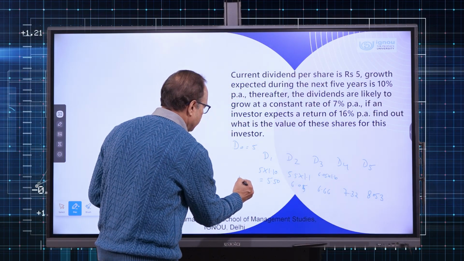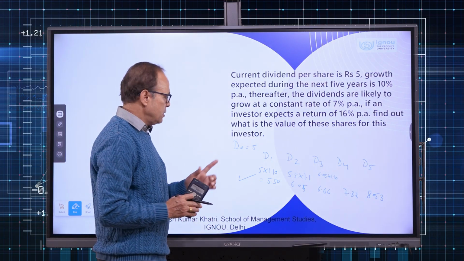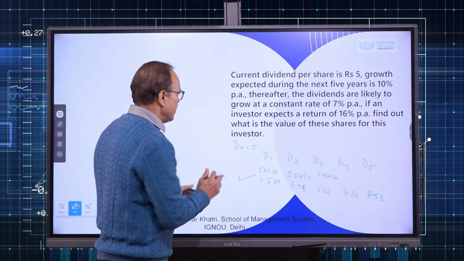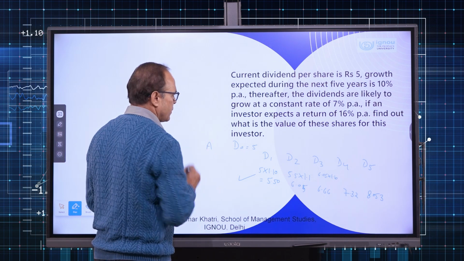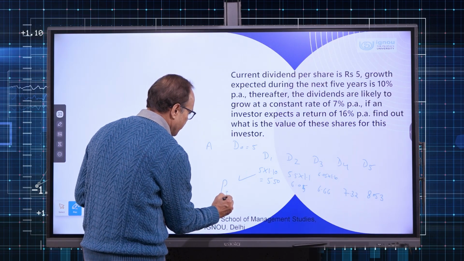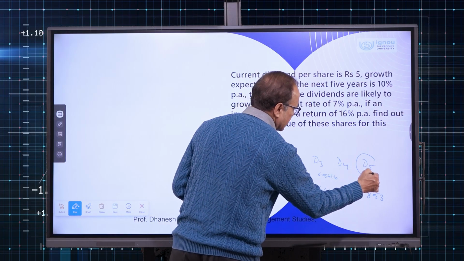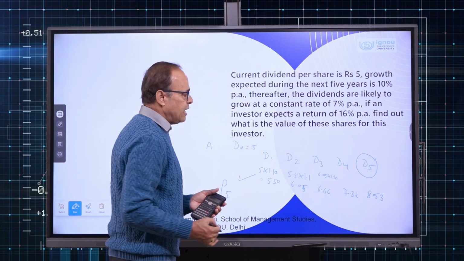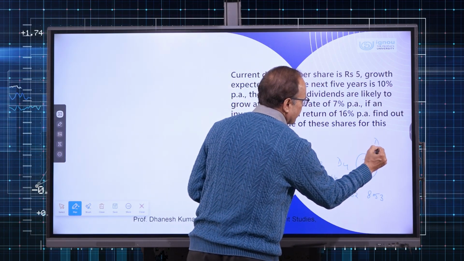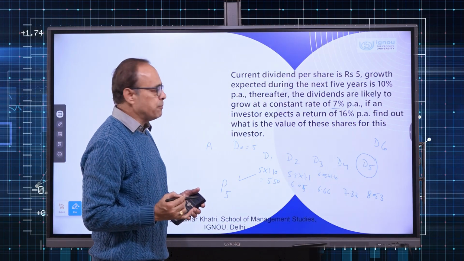So these are the expected dividends during the supernormal growth period. The present value of all these will be part A of the answer. And then we can calculate P5. Why am I calculating P5? Because my supernormal growth continues till the 5th year. I need to know D6. After that, dividends are likely to grow at 7%.